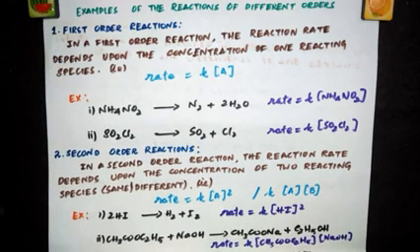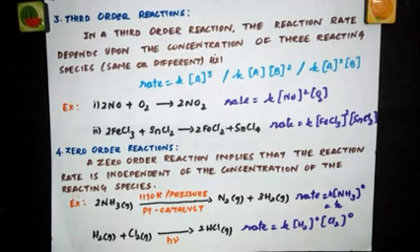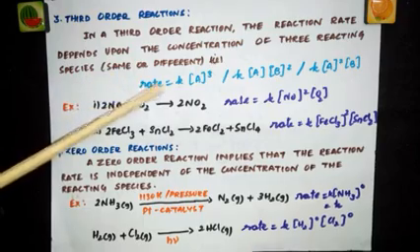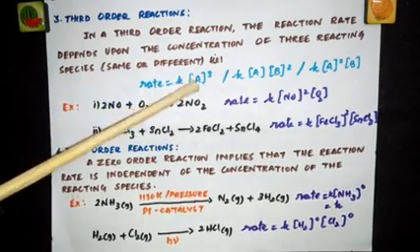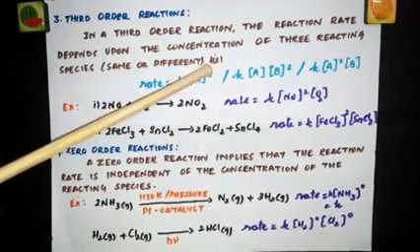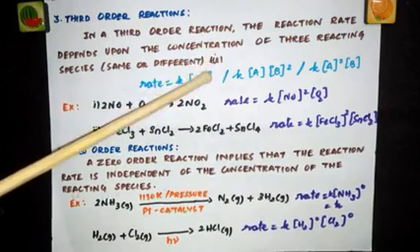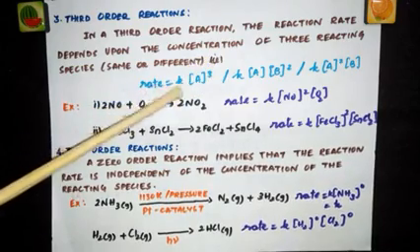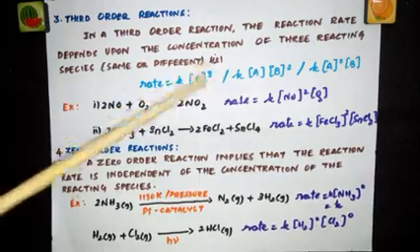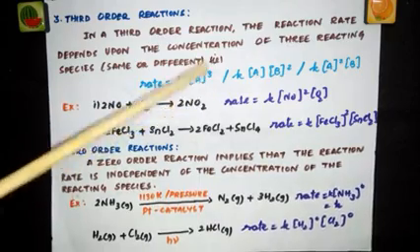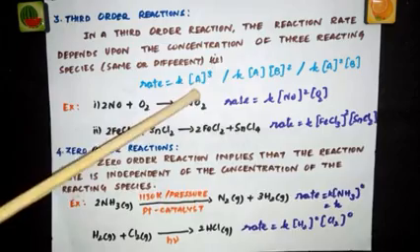Now we'll see third order reactions. So in a third order reaction, the reaction rate depends upon the concentration of three reacting species. Again, they can be same or different. So rate is equal to K into concentration of A power 3. So what is the order of the reaction? 3, and the rate of the reaction depends upon the concentration of three reacting species. All the three reacting species are the same here.